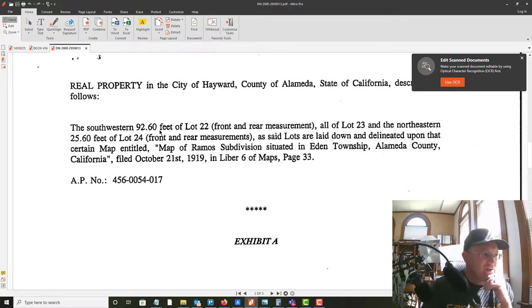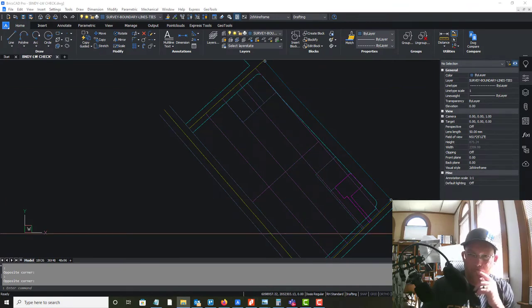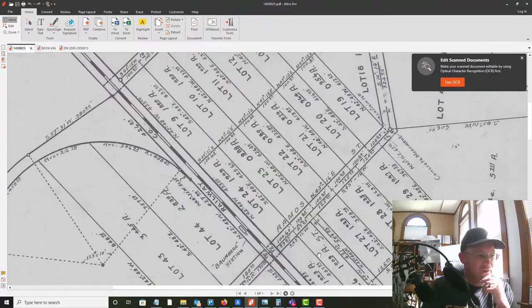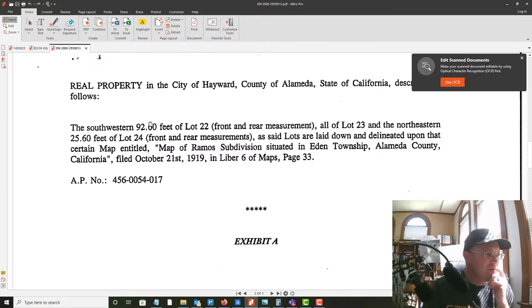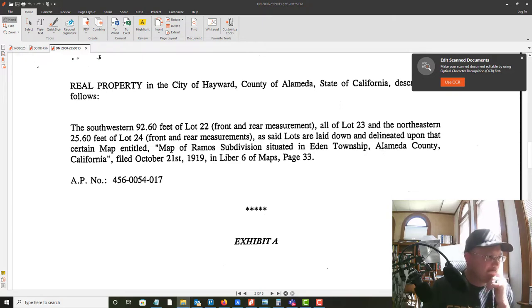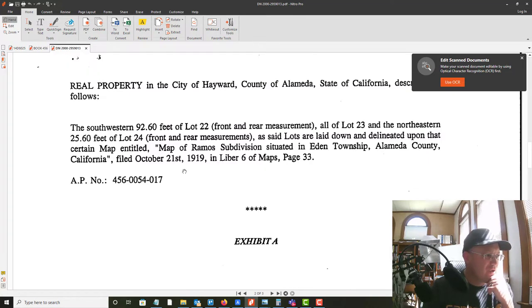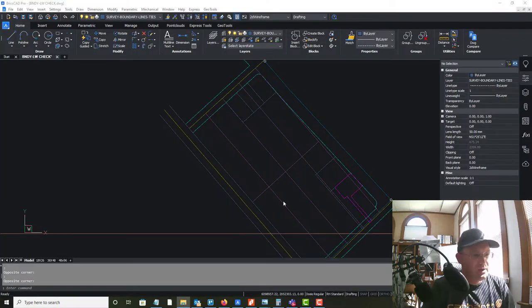We've got the southwestern 92.6 feet of lot 22 and all of lot 23, and the northeastern 25.6 feet of lot 24. Okay, so we need to look at this. Let's pull up our old submap. We've got all of lot 22, which is here, and then we have the southwestern 92.6 feet of lot 22. So we've got the southwestern 92.6 feet of this lot, all of lot 23, and then the northern 25.6 feet of lot 24. Okay, so let's draw that in.